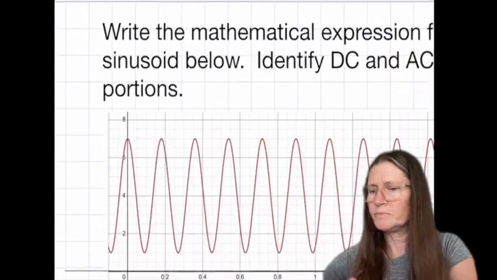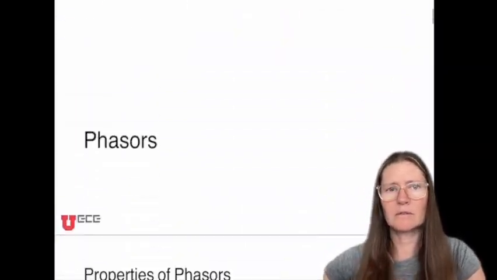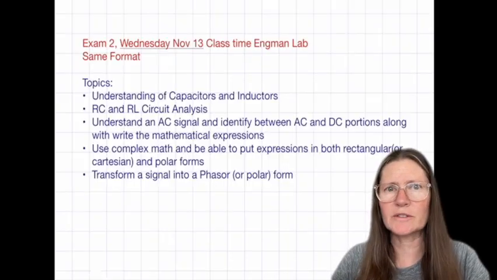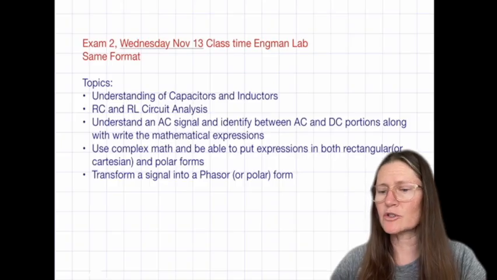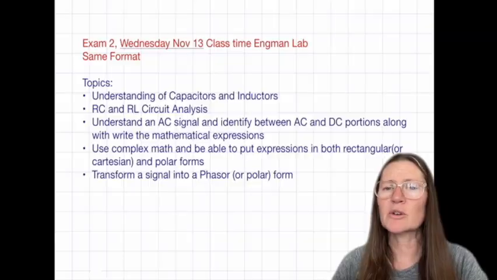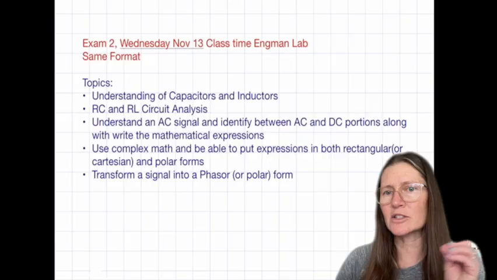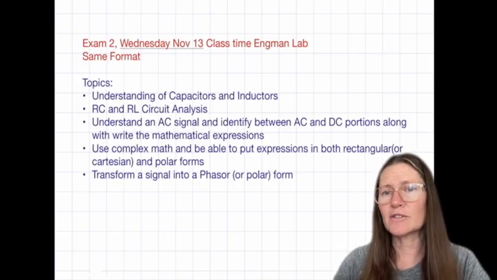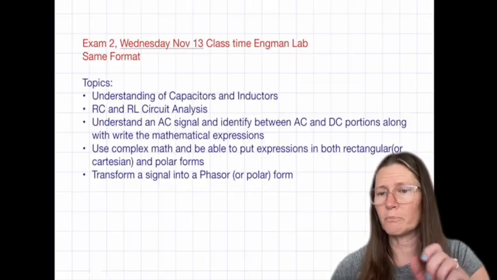So Exam 2. The topics for the exam, which will be next Wednesday, are understanding capacitors and inductors, RC and RL circuit analysis, understanding an AC signal and identifying between AC and DC portions, along with writing the mathematical expression for it, using complex math to put into expressions, manipulate, add, subtract, multiply, divide, and then select whether you're putting it in rectangular form, which is also called Cartesian form, or polar form, and then being able to transform a signal into phasor form, which is a polar form.